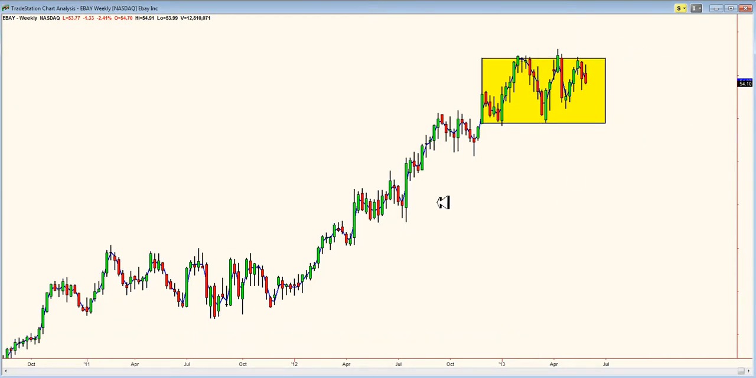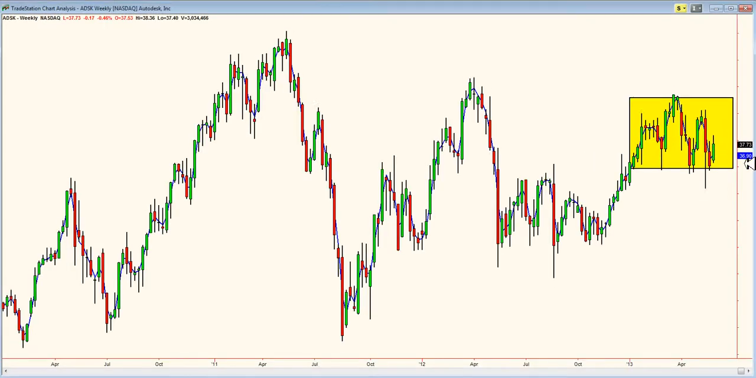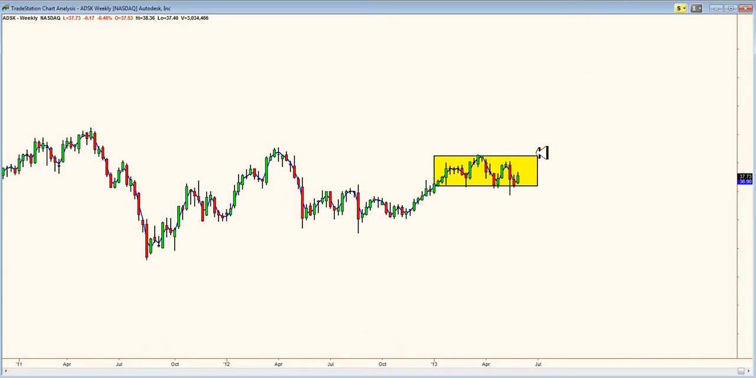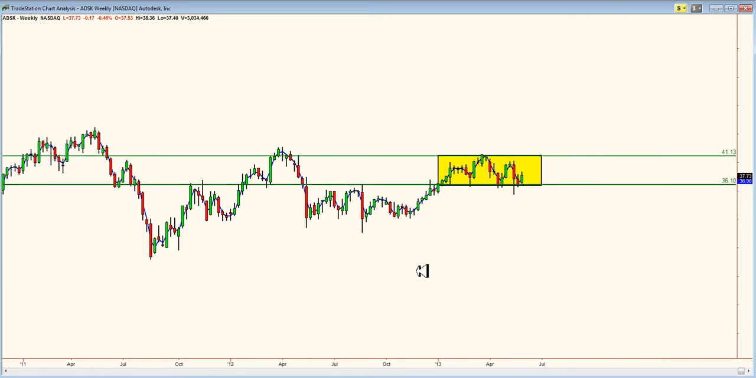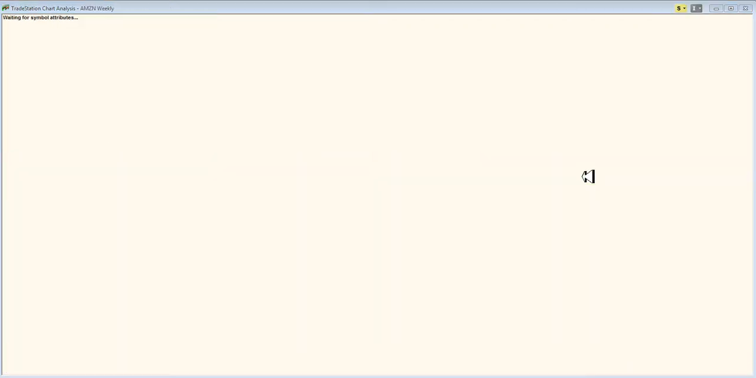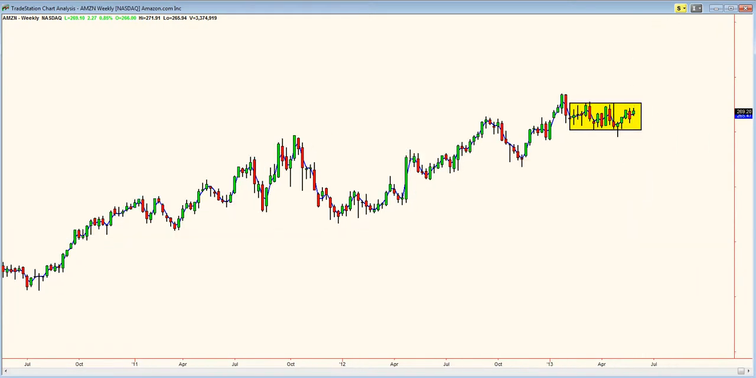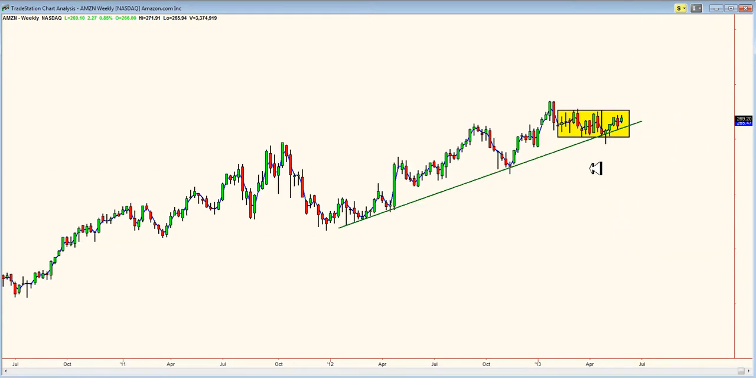Waiting on a resolution. Take a look at your trend. How about ADSK? There's really no trend here. This is more just a consolidation. Waiting on something to happen. How about Amazon? More of a trend here. Let's see what's going on. Trying to hold it. Here's your box.